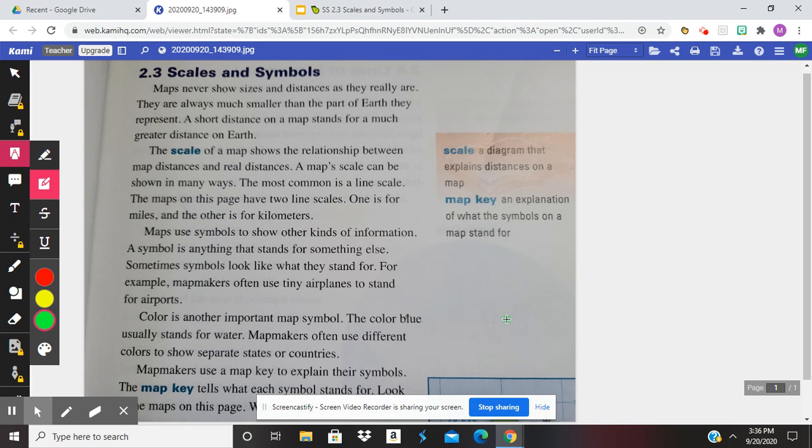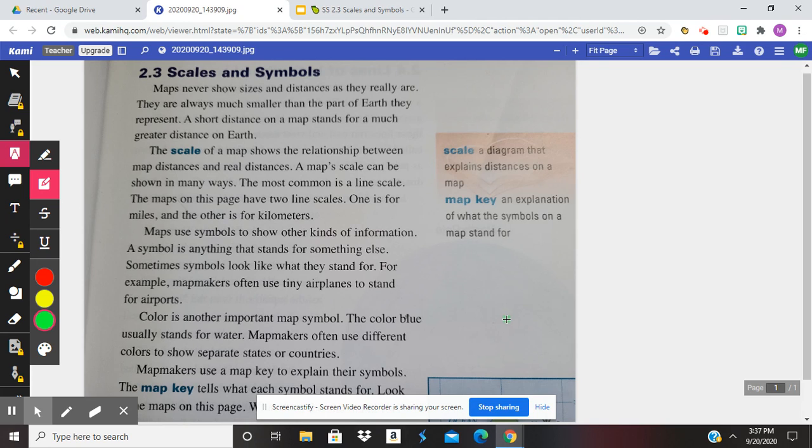Color is another important map symbol. The color blue usually stands for water. Map makers often use different colors to show separate states or counties. Map makers use a map key to explain their symbols. The map key tells what each symbol stands for.